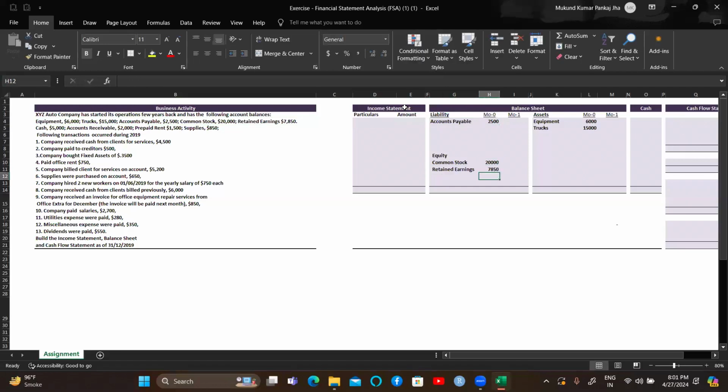7,850. Cash, that is worth 5,000. Accounts receivable.